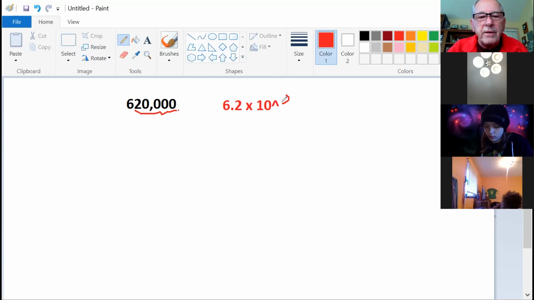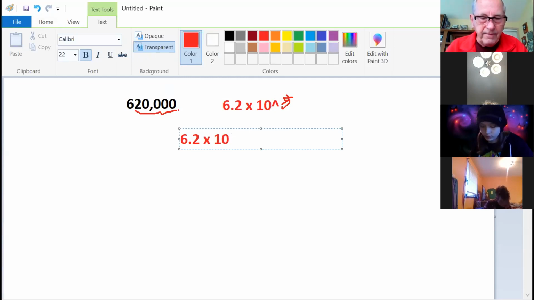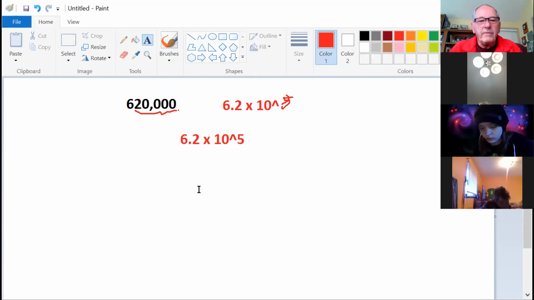So there's a 5 in here. That's all you've got to do. So this is written as 6.2 times 10 to the 5th power. Okay, that's the scientific notation version of this standard number. Does that make sense? So write that down so you can see it, and we'll do another one.